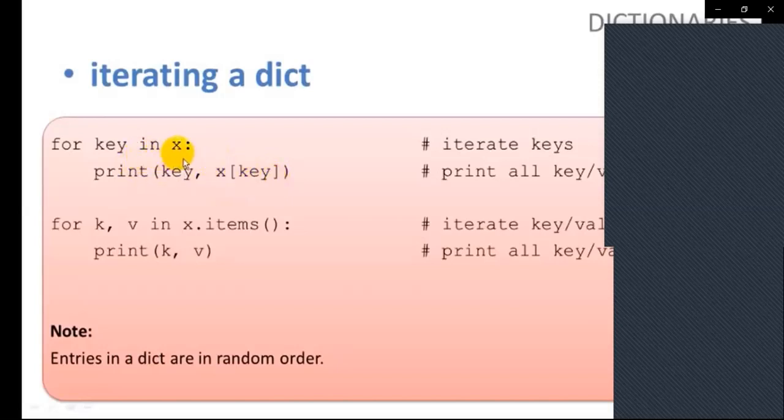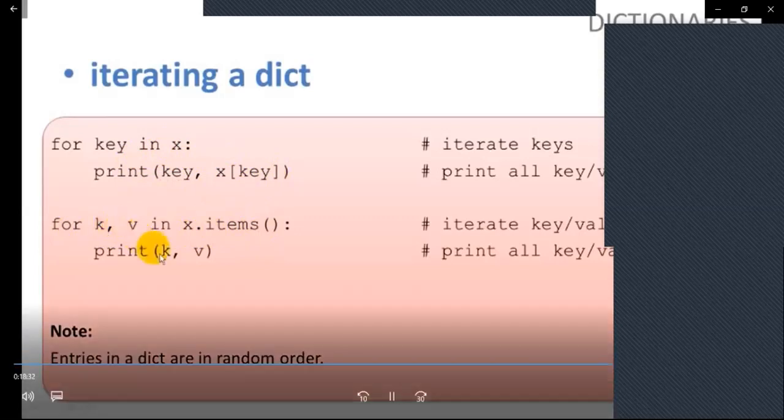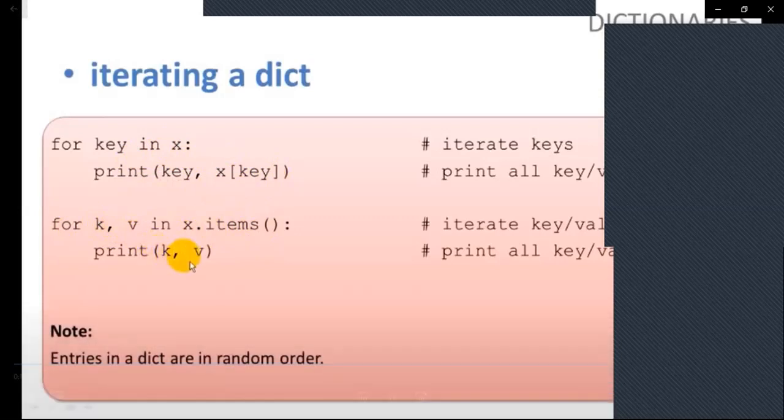However, if we want to do a lot of operations or use the value quite frequently inside of our for loop, we could use items instead. So we can get two separate variables for the key and the value by saying for k, v in x.items. Items is going to return both a key and a value and assign them to variables k and v in this case. So when we print k and v, we print out each key and each value for the entire dictionary.